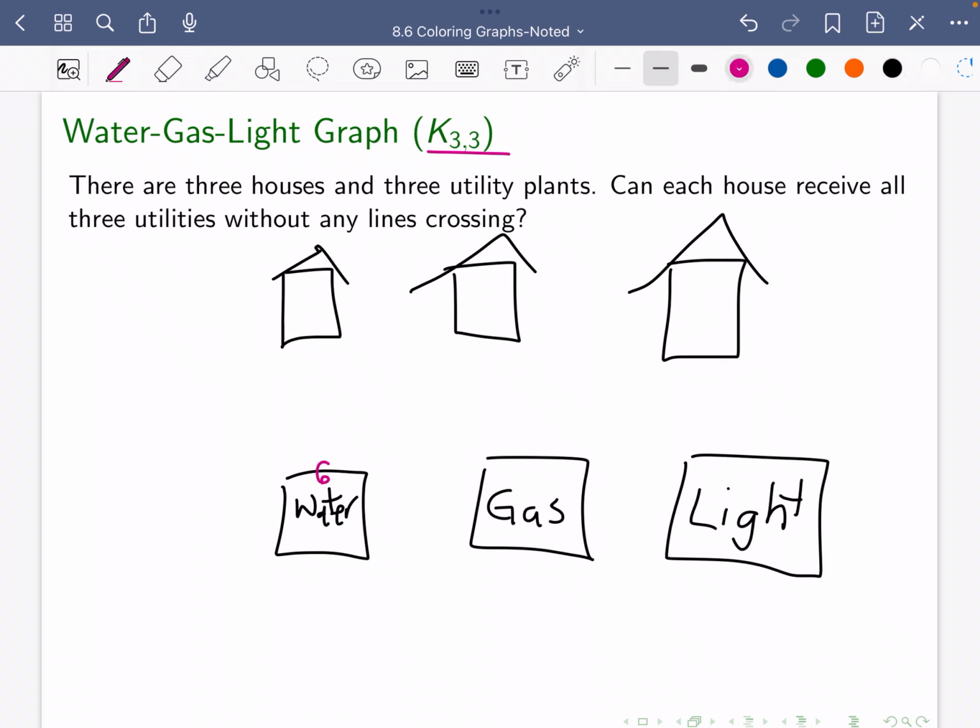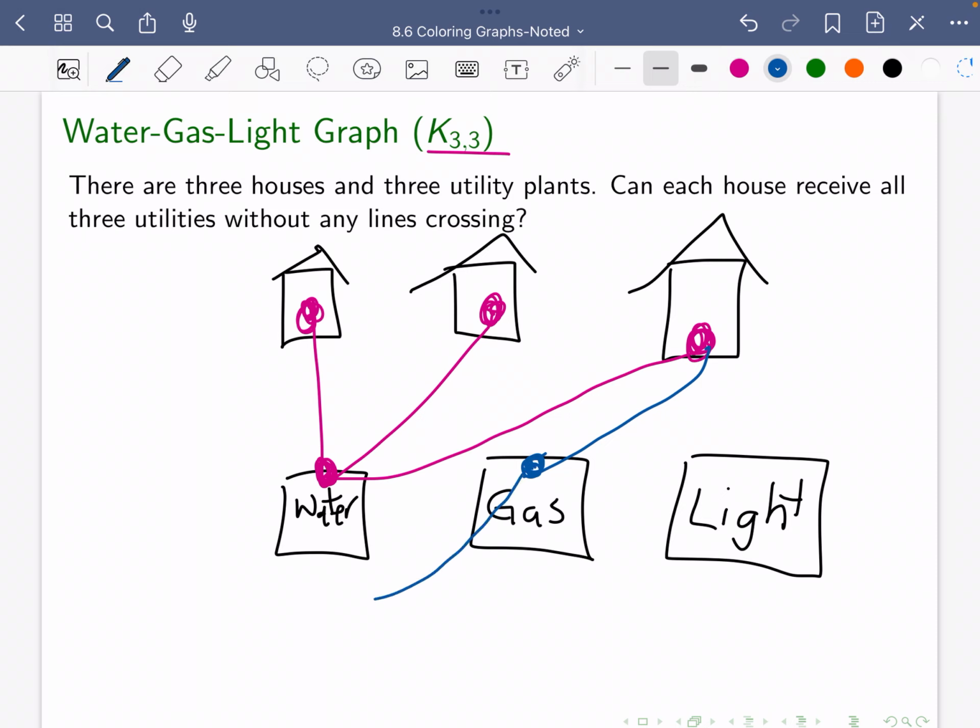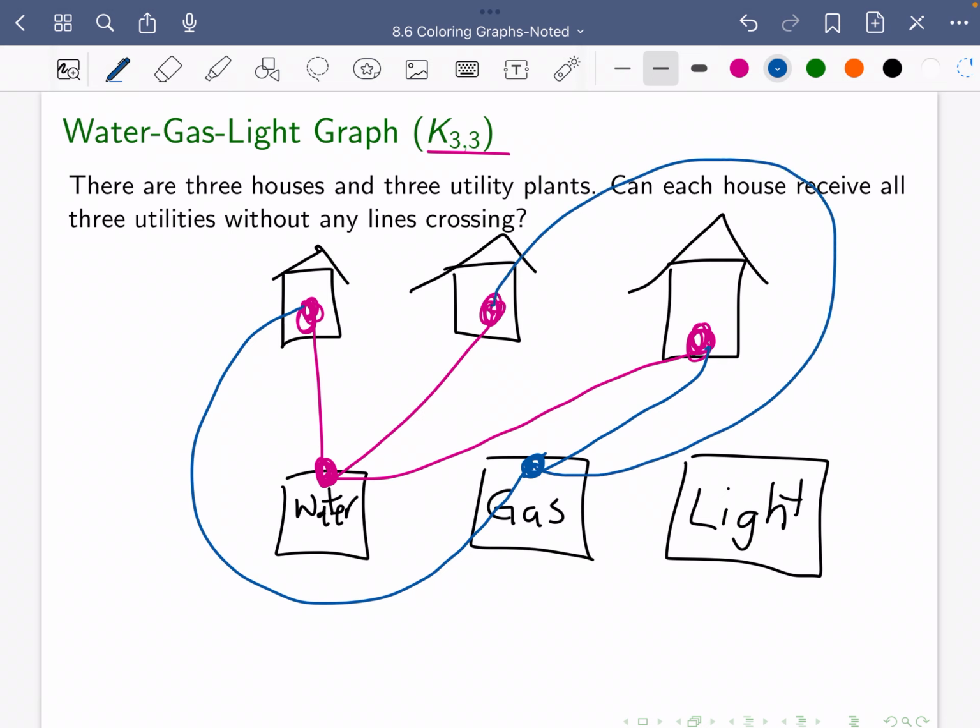So water from water, we have it going to house 1. Maybe from water, we have it going to house 2. And from water, we have it going to house 3. From gas, we could go here to house 3. That gas line's going to have to go out and around to get to there. It could go around that way.